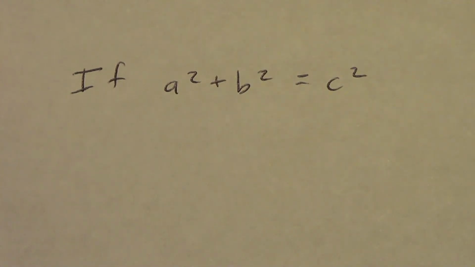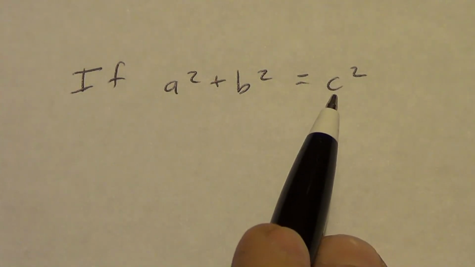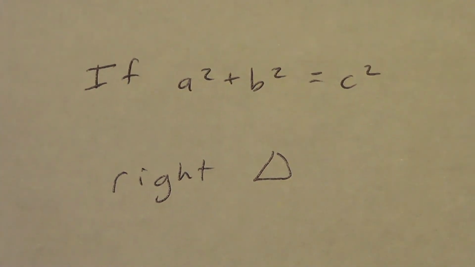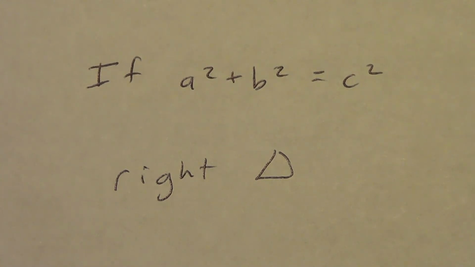If this is true, keeping in mind that c is always the biggest side that we are dealing with, then here we have a right triangle. That is the converse of the Pythagorean theorem. If a squared plus b squared equals c squared, then we have a right triangle.